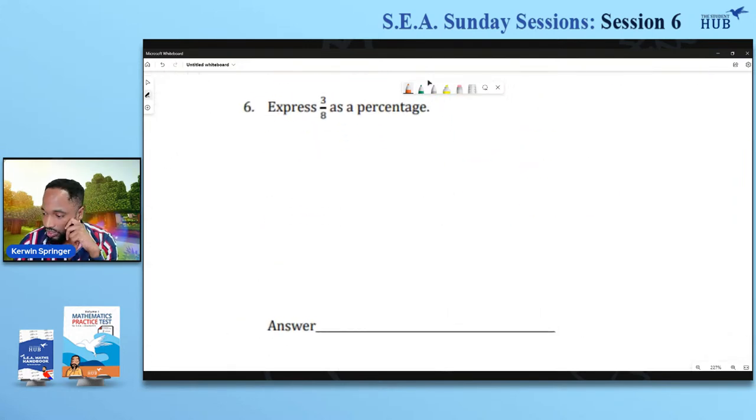Don't touch it. 3/8 as a percentage. Now, most people don't know this offhand.